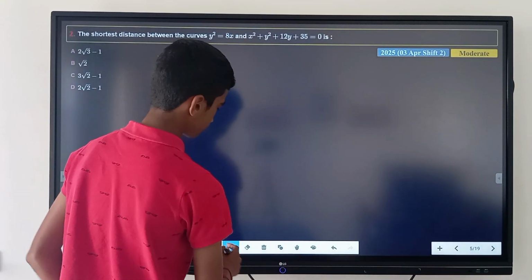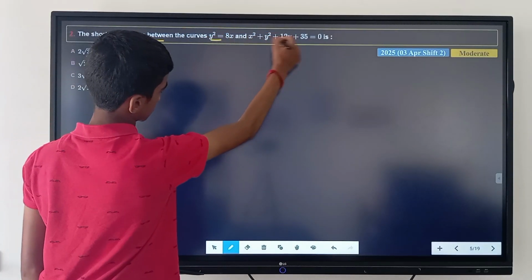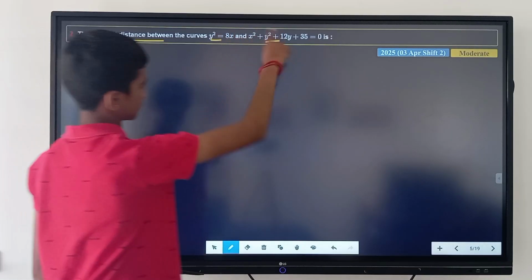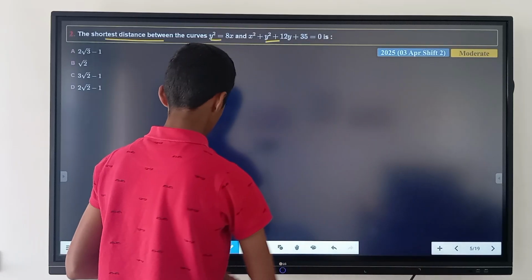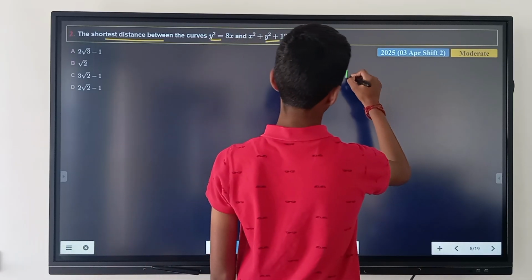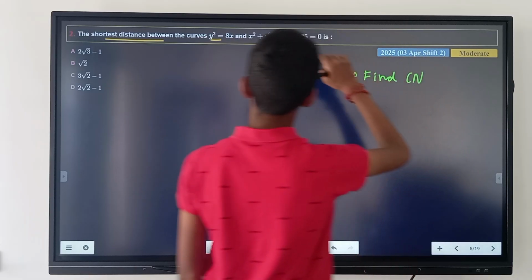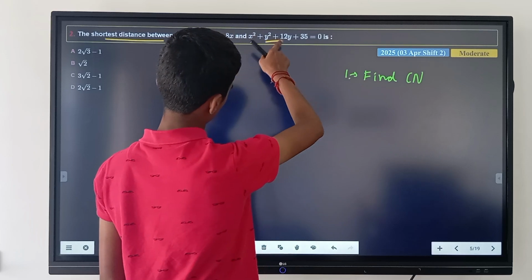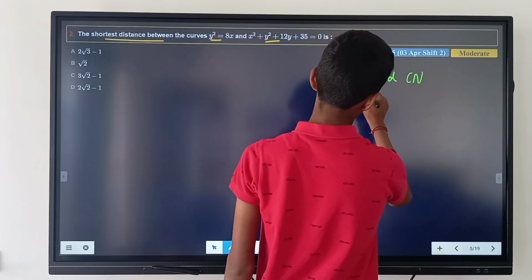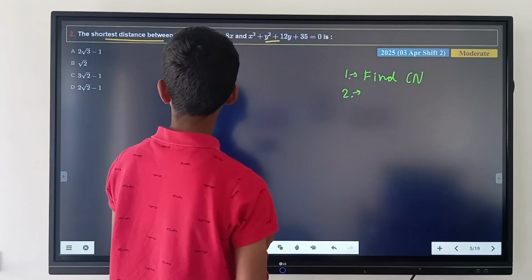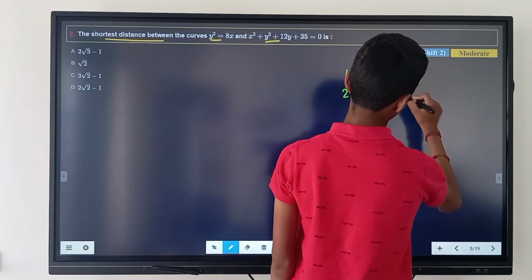Now here is our second question. This time our question says the shortest distance between these two curves is. Now this is a parabola, this is a circle. So to solve this question, our first step will be find common normal of these two curves. Second step will be find shortest distance.